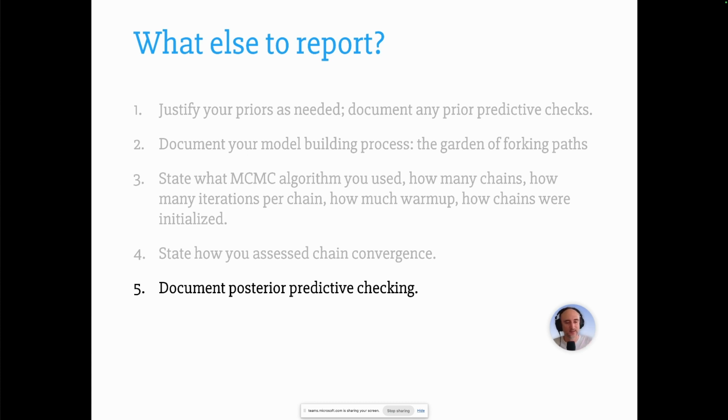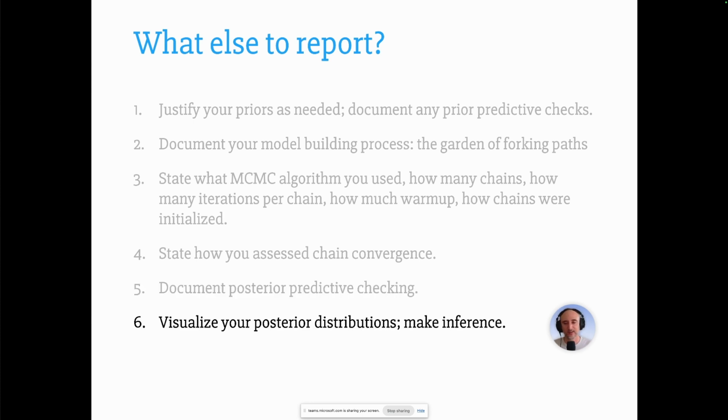Show just enough to convince the reader that they can buy into your model. Probably in a supplement. Probably nobody wants to see this in the main paper. Visualize your posterior distributions. There are various ways that we've talked about to show the full posterior, or at least summarize it with a point and a credible interval. Make inference and state your inference. And share your code.